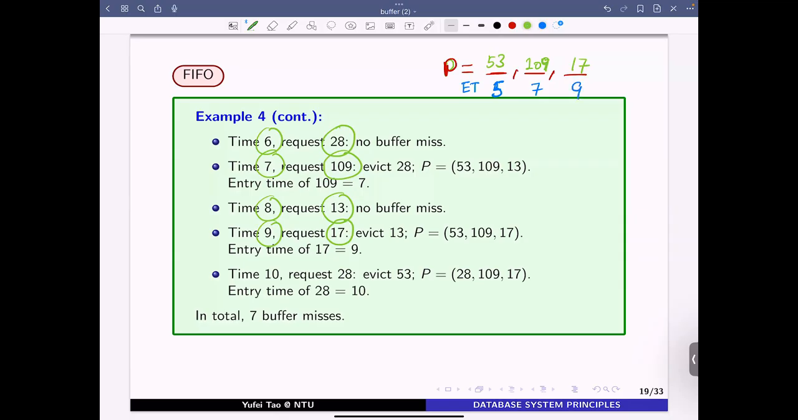Continuing, at time 10 the request is for 28. That's a miss. We have to evict 53, whose entry time is currently the smallest. So it's 28 and the entry time is 10. So this is how the algorithm runs. I think that should be pretty clear. So that's the first algorithm, FIFO.